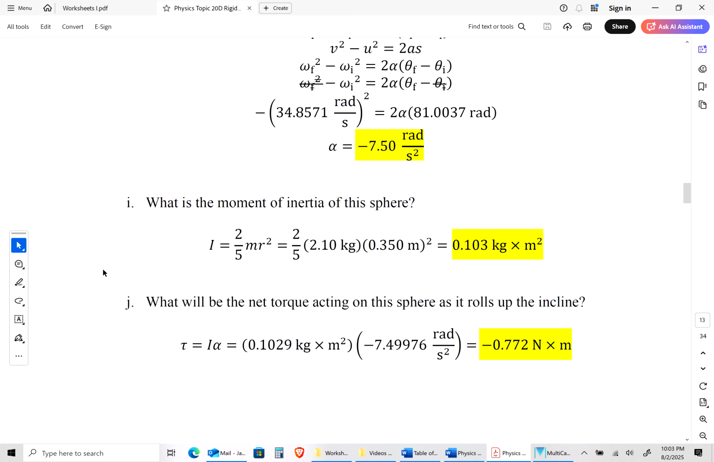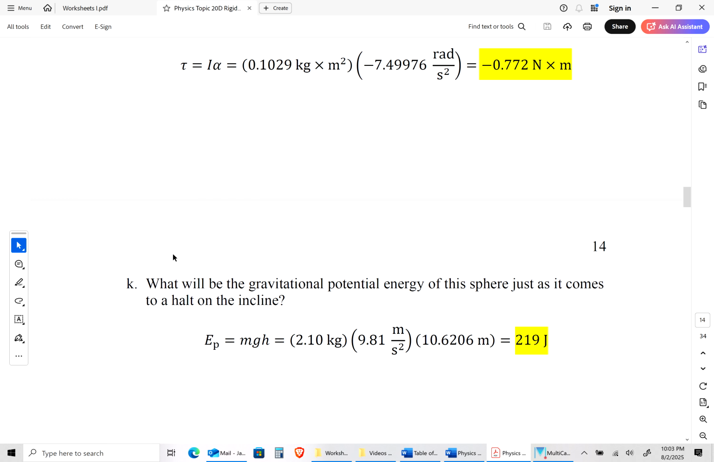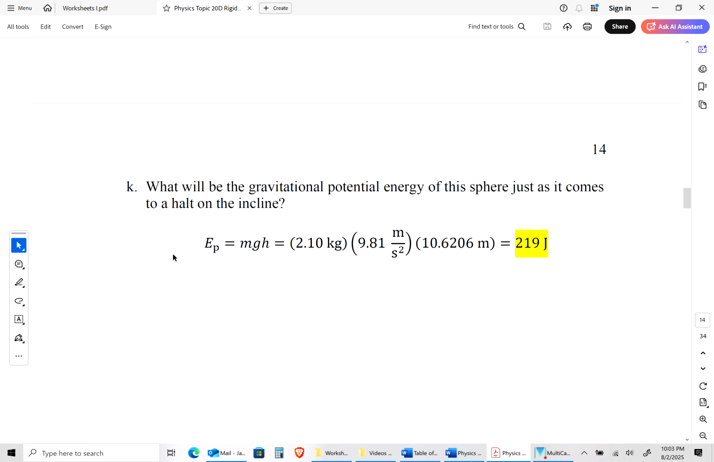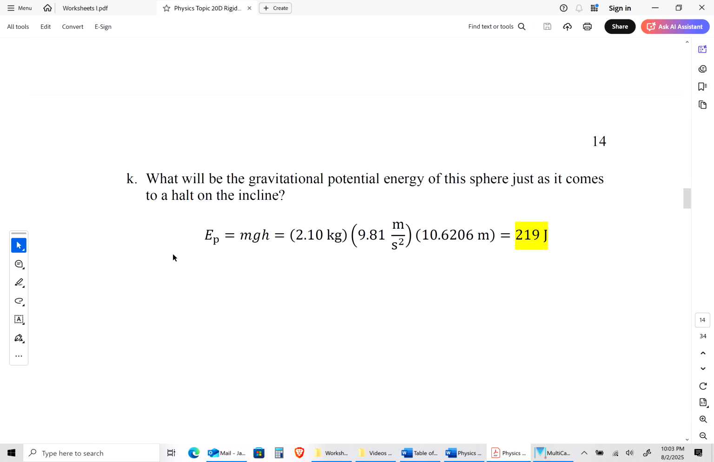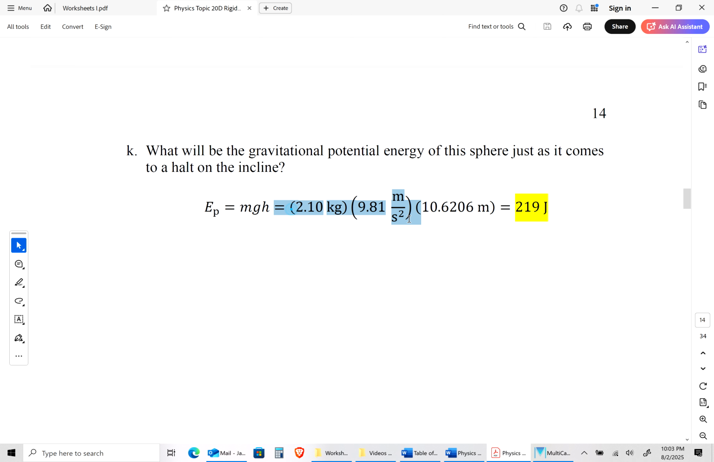Part I, what is the moment of inertia of the sphere? I is equal to 2/5 mr squared. Part J, what will be the net torque acting on the sphere as it rolls up the incline? Torque equals I alpha. Part K, what will be the gravitational potential energy of the sphere as it comes to a halt on the incline? mgh.